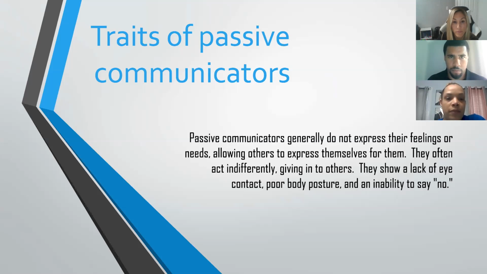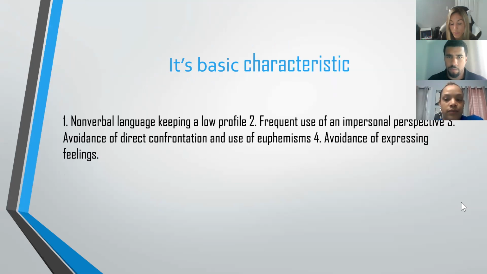The traits of passive communication. Passive communicators really do not express their feelings or needs, allowing others to speak for them. They often act indirectly, leaving decisions to others. They show a lack of eye contact, poor body posture, and an inability to say no. Its basic characteristics are nonverbal language, keeping a low profile, frequent use of an impersonal perspective, avoidance of direct confrontation, use of euphemisms, and avoidance of expressing feelings.